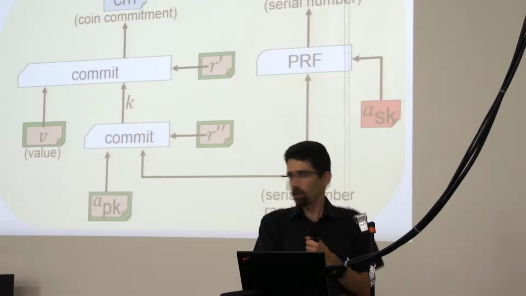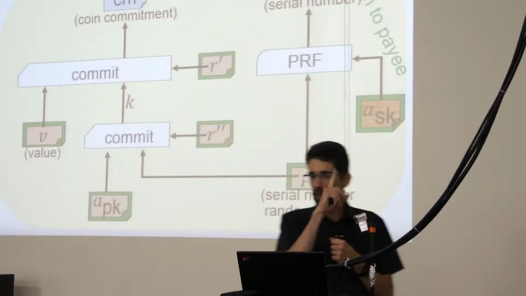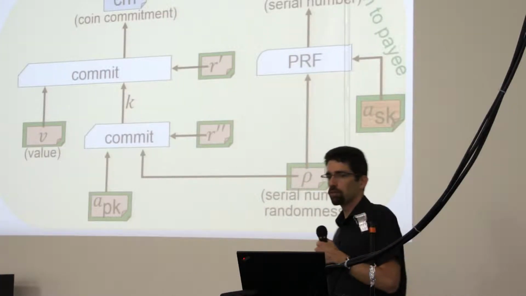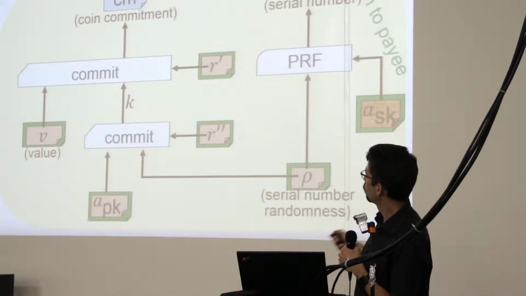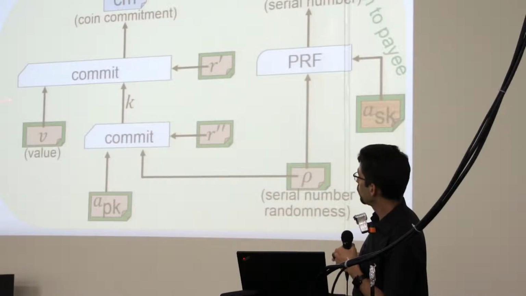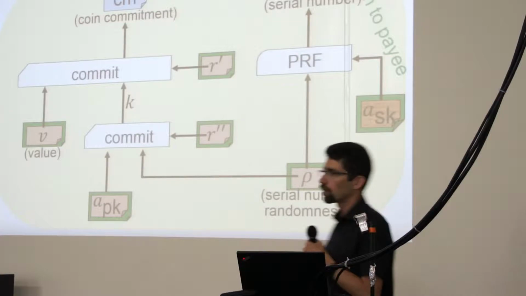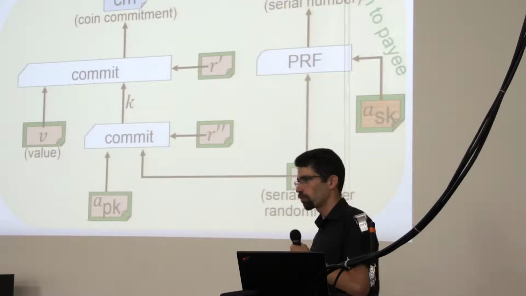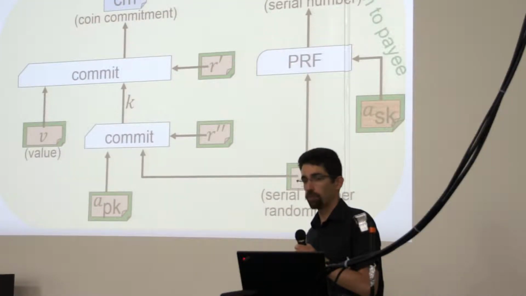So there needs to be an explicit protocol for sending a coin to the payee. And that's done by creating a coin with the public address of the payee, and then sending all of these secret values, V, rho, R prime, R double prime, to the payee. And then the payee will have all of these values, also his own secret key, therefore he can compute the serial number, and then he knows everything, and he can produce zero knowledge proofs and spend coins analogously to what we had before introducing direct payments.